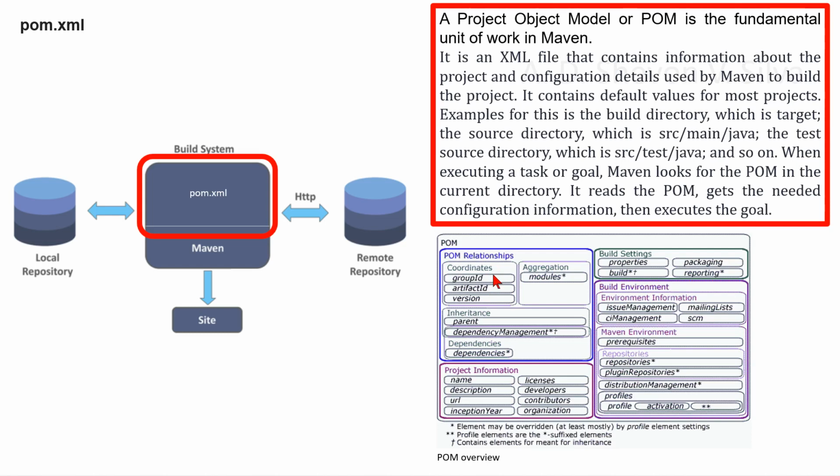Group ID is generally unique amongst an organization or a project. For example, all core Maven artifacts should live under the group ID org.apache.maven.